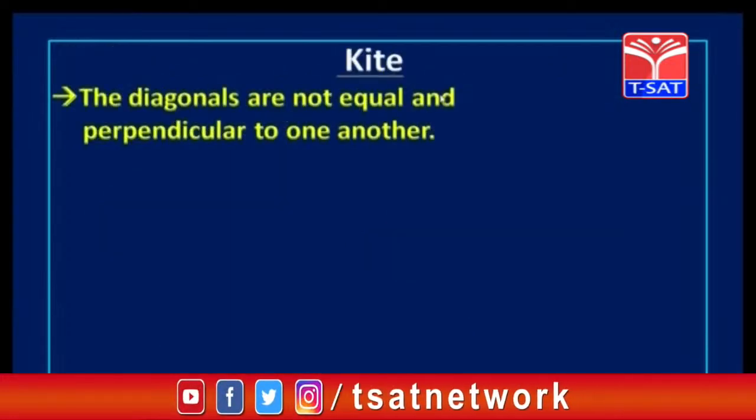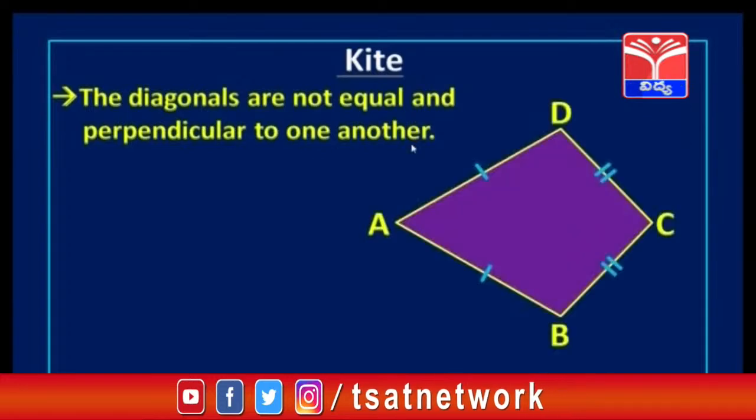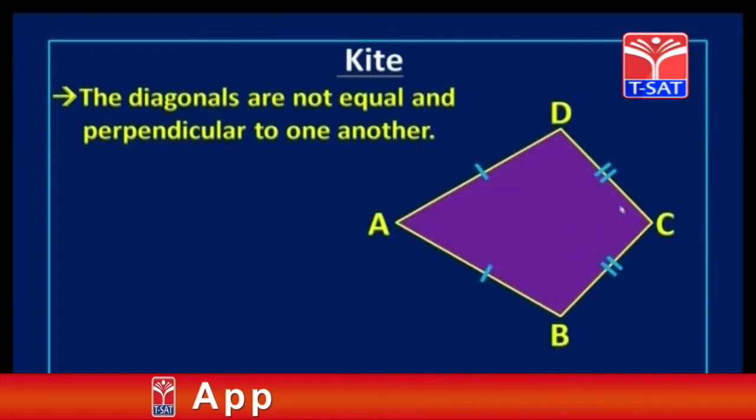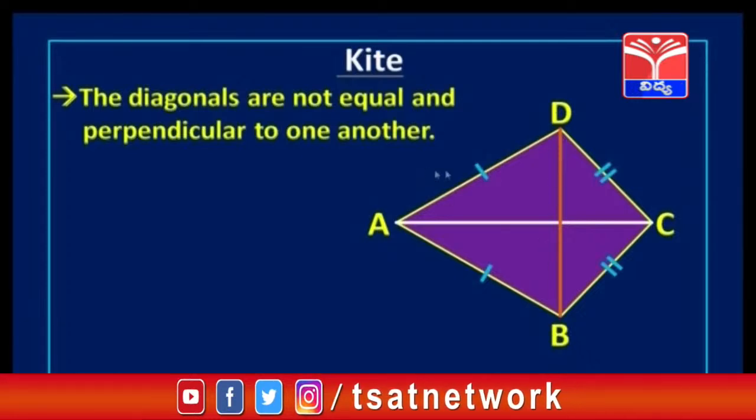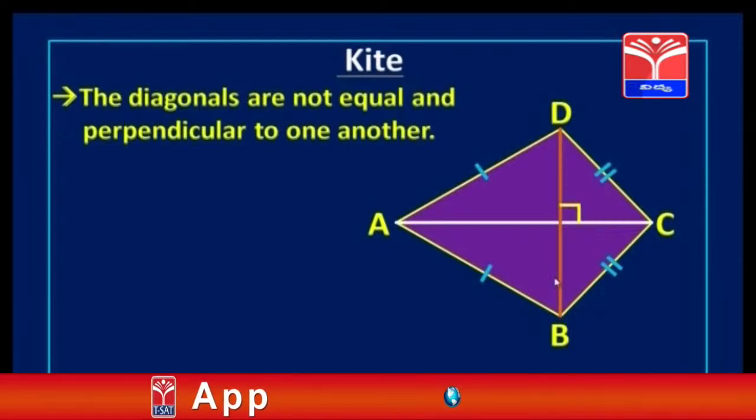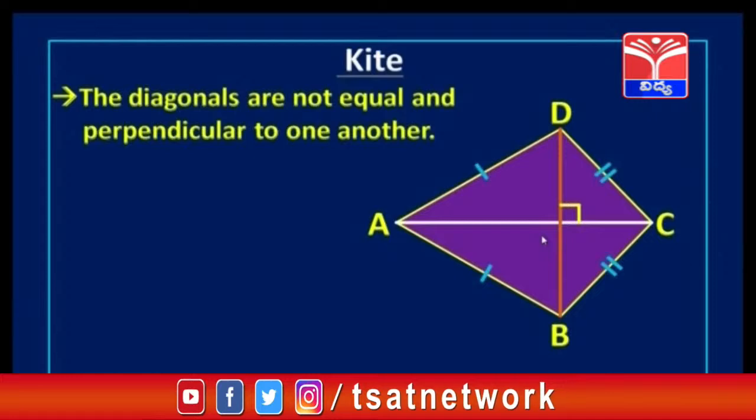The diagonals are not equal and perpendicular to one another. Children, I am taking a kite here. Is it a kite? Yes. Why? These two sides are equal and these two sides are equal. Now what am I doing, children? Yes, I am taking two diagonals. One is AC, another one BD. Children, are they equal in length? No, they are not equal in length. But what are you observing, children, here? Yes, they are perpendicular to one another. See, children, this sign can be taken as 90 degrees. So I can say that AC is perpendicular to BD. So in a kite, the diagonals are perpendicular to each other.